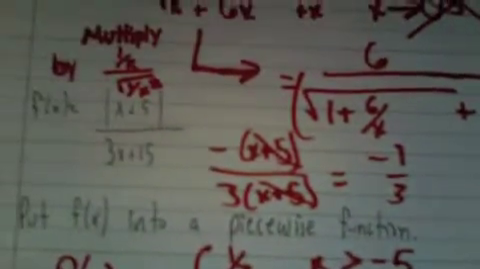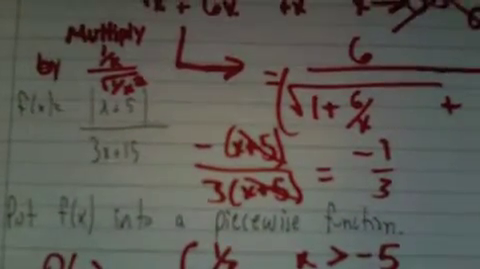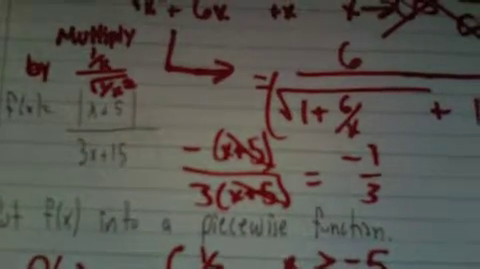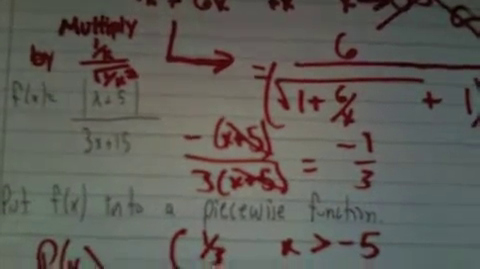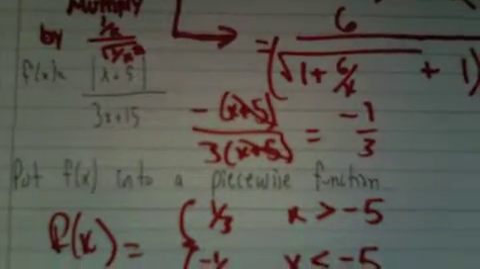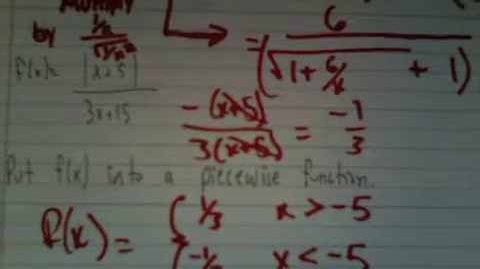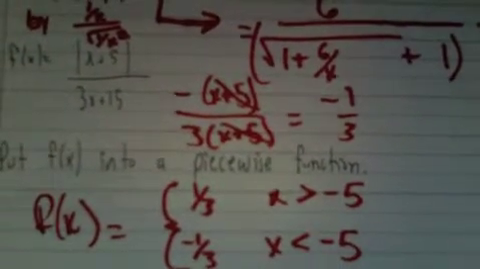And now this one is a little bit different. We have to make a piecewise function out of f of x equals the absolute value of x plus 5 over 3x plus 15. When you look at this, you notice you're going to have a problem when you have negative 5 in here, because you get negative 5 plus 5, the absolute value of 0 is just 0. And then you have 3 times negative 5, which is negative 15, plus 15. You get 0 over 0. So that's an issue.